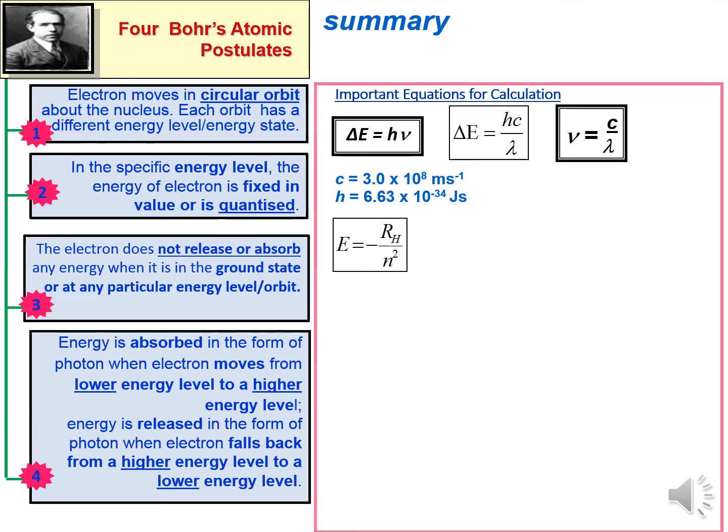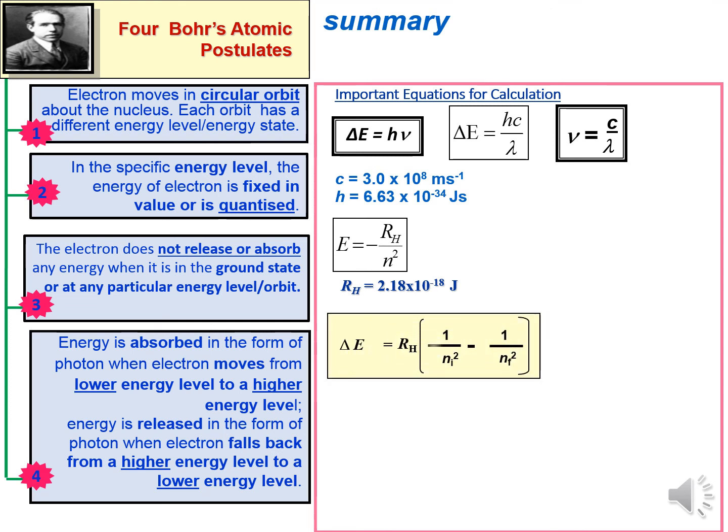Okay, the fourth equation, remember, what is this equation for? To calculate the energy at the orbit. I told you when they are in the orbit, they have energy. So this formula you use. RH is the Rydberg constant. n is the position of the electron at the orbit. So RH is in joule, energy. And the fifth equation is for calculation when the electron moves from one level to another level.